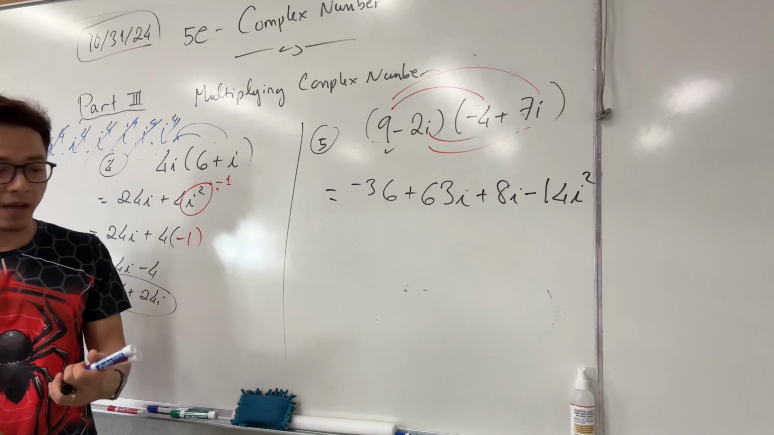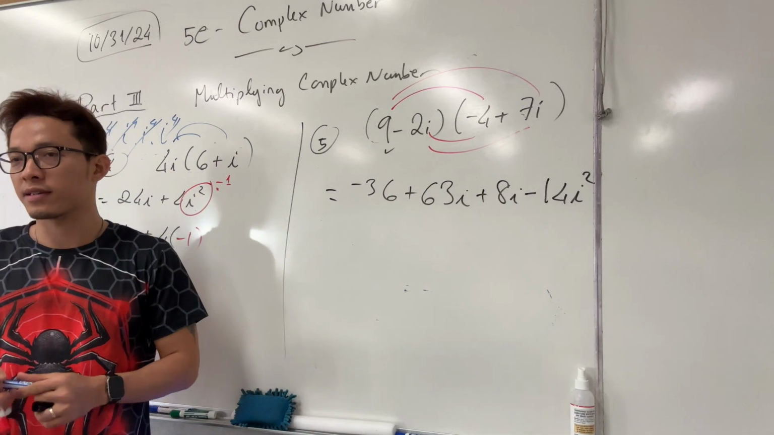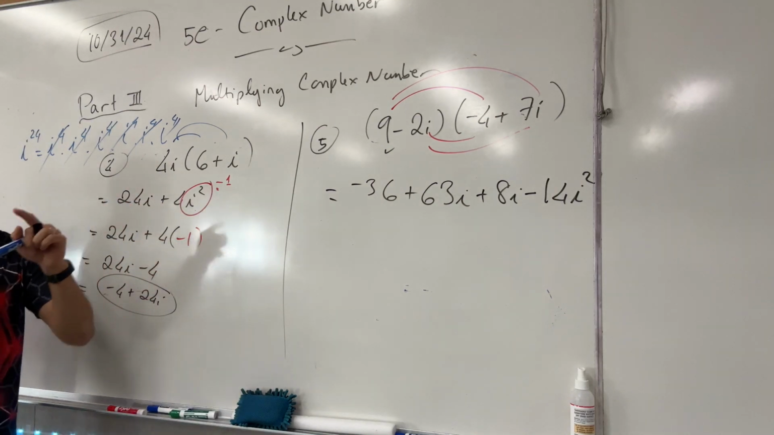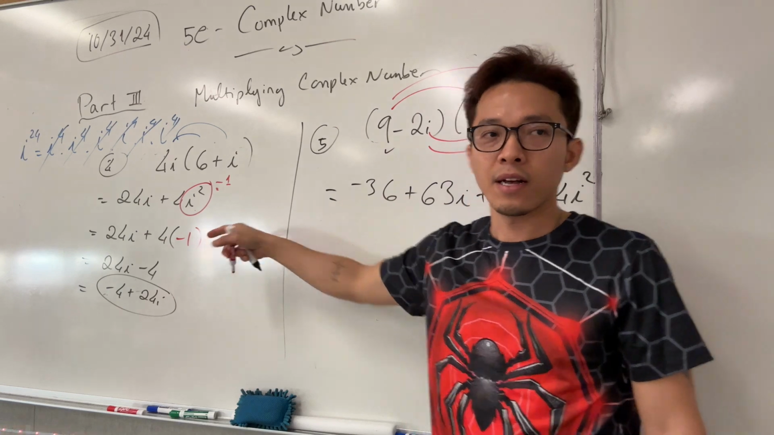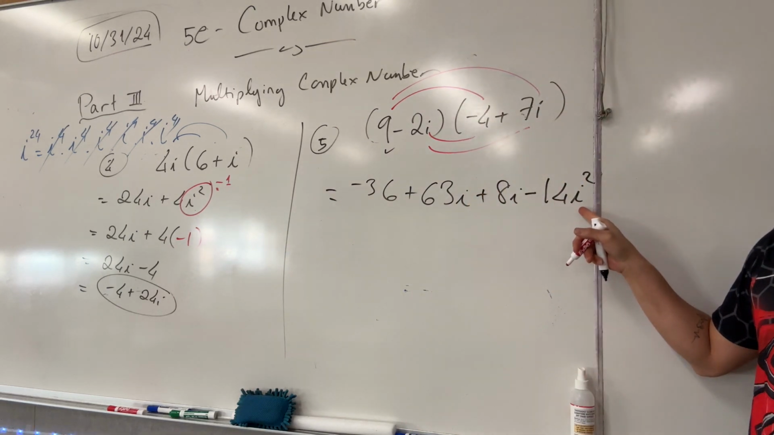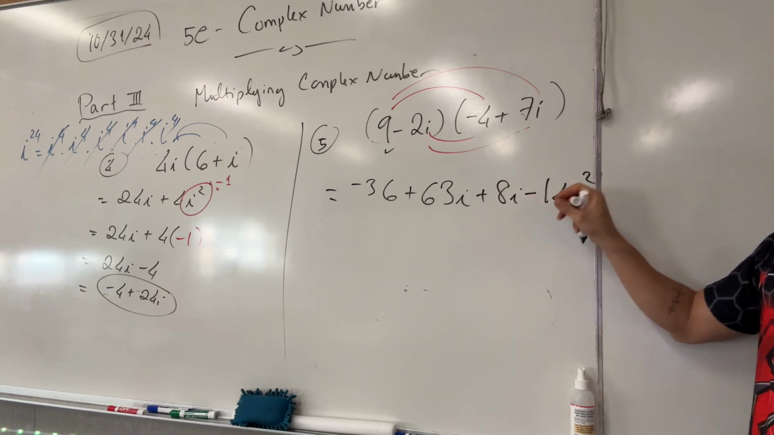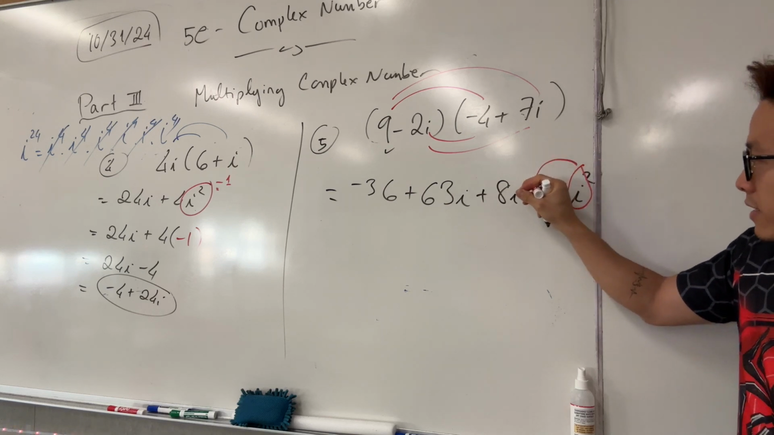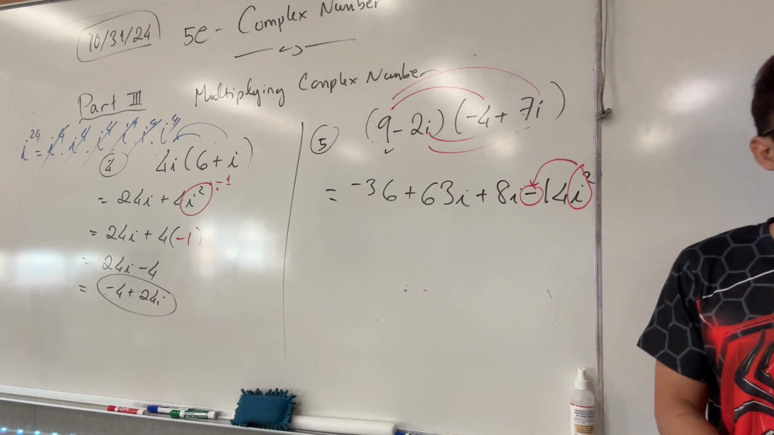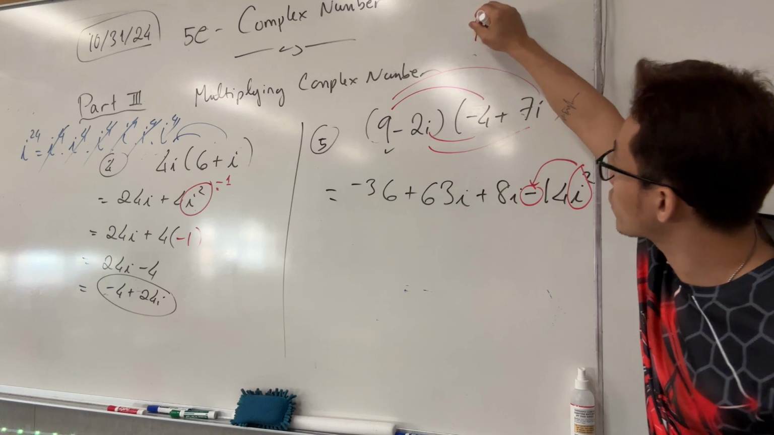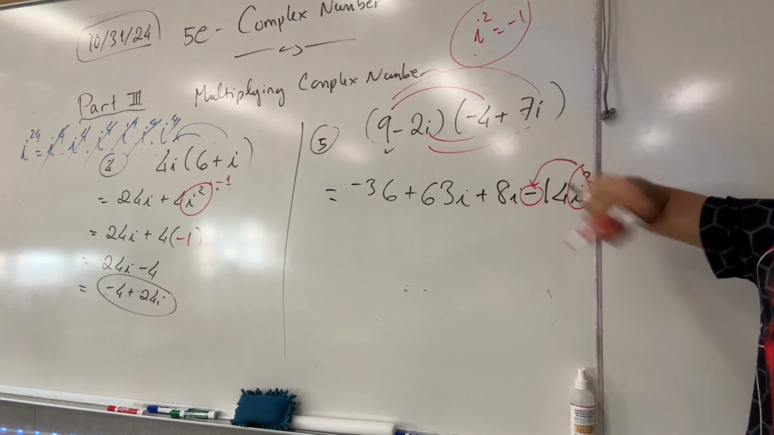i squared. Okay? Now, before you combine the terms, you need to take care of the i squared. What is i squared? -1. So here's the shortcut. You don't need to write it like this every time. Whenever you see i squared, it changes the sign of the number in front of it. Because i squared is -1, and what does -1 do to the number? It just changes the sign.